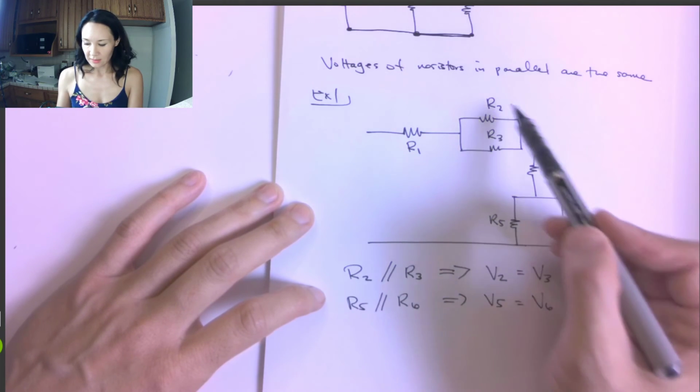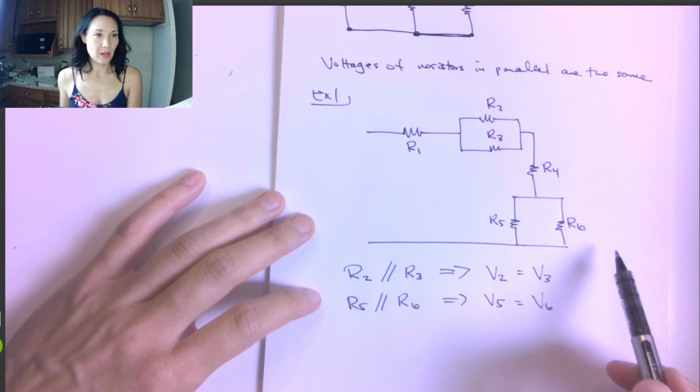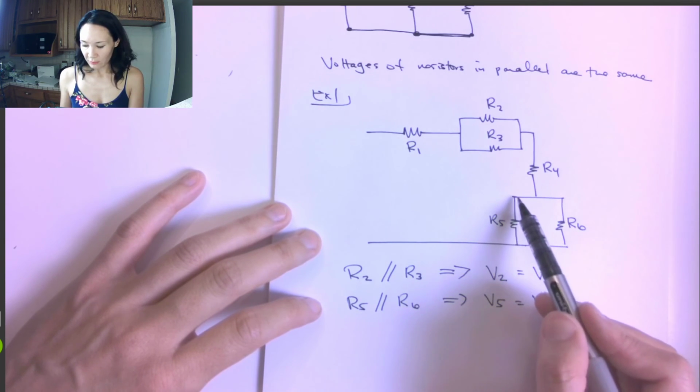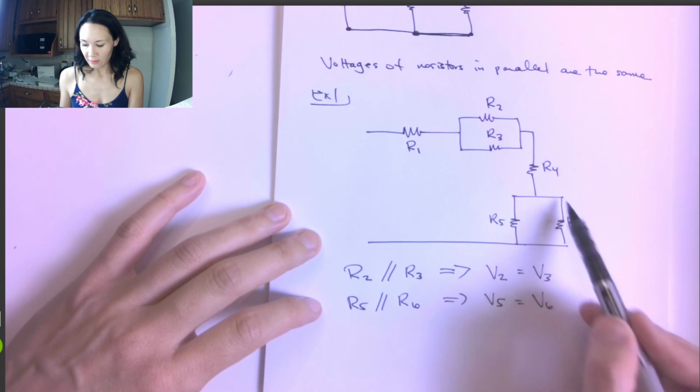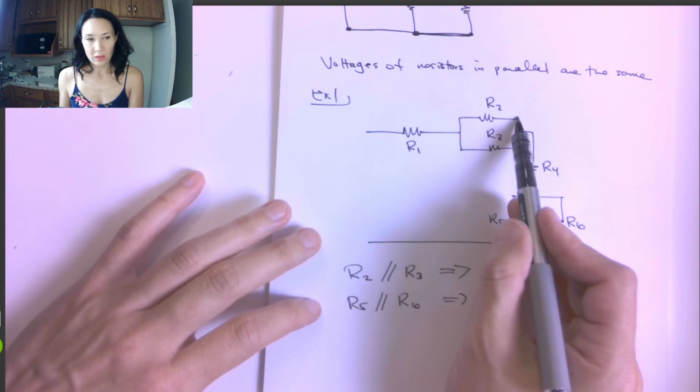These guys are in series, but R2 and R3 are in parallel, and R5 and R6 are in parallel. So we know that if we find this voltage drop, we therefore know this voltage drop, and likewise if we find this voltage drop, we know this voltage drop.